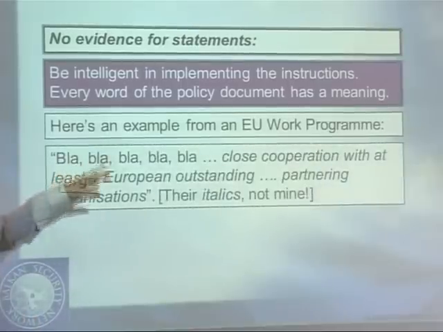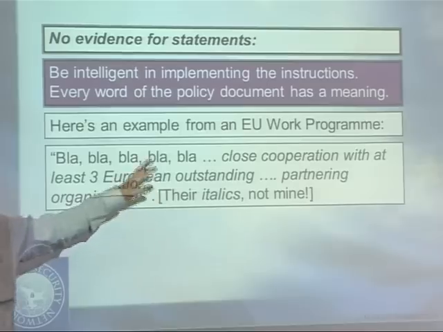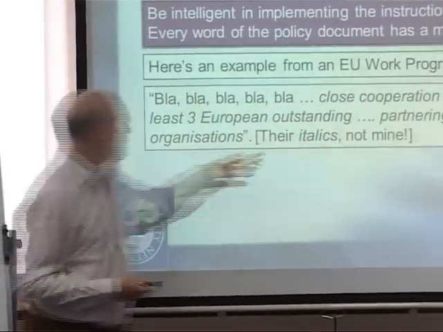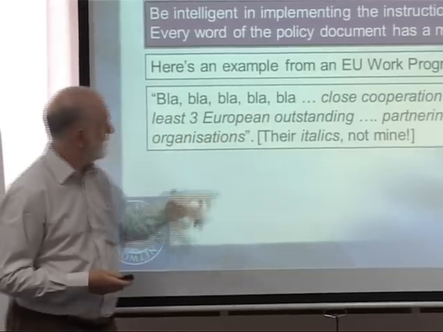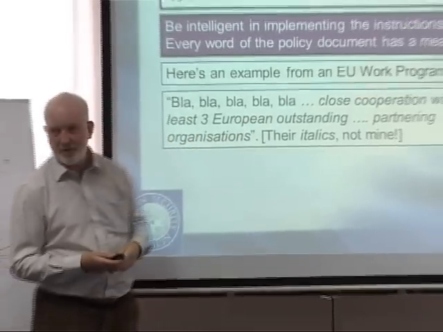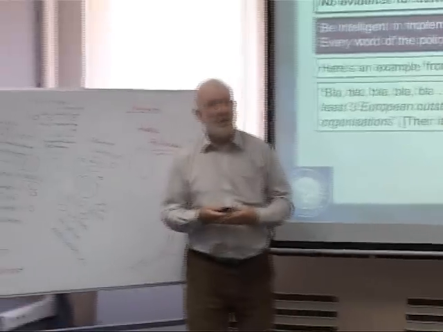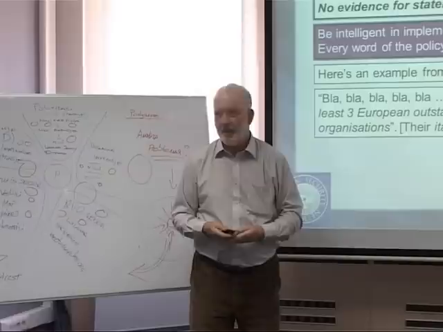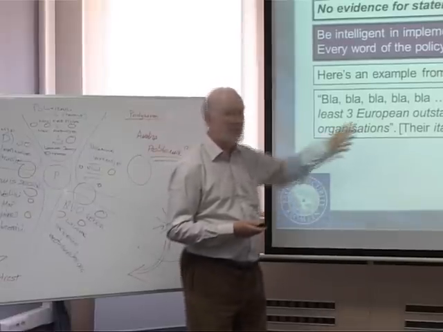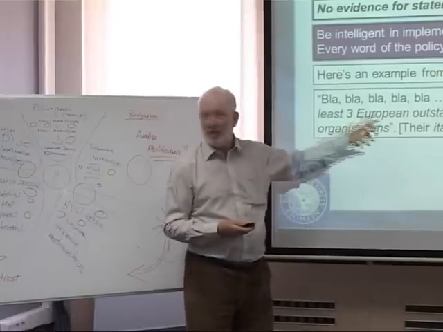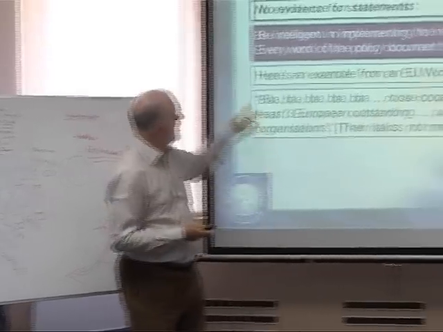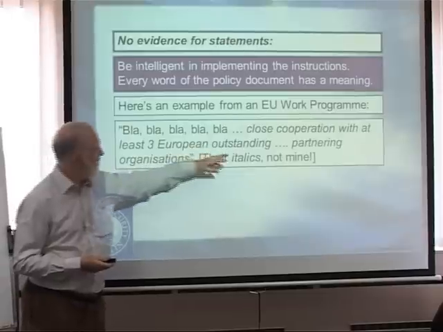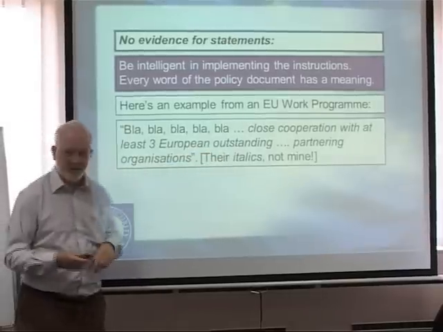We have lots of text here, blah, blah, blah, boring, boring, dosadno, dosadno. Close cooperation with at least 3 European outstanding partnering organizations. Now, the italics is in the work program document. That's put there by the European Commission. So I'll read those words to you again. Blah, blah, blah, close cooperation with at least 3 European outstanding partnering organizations.